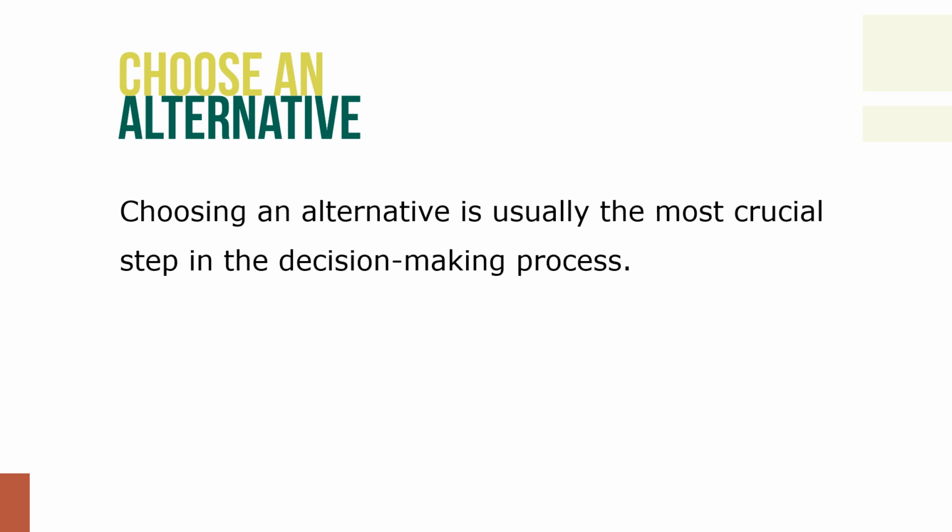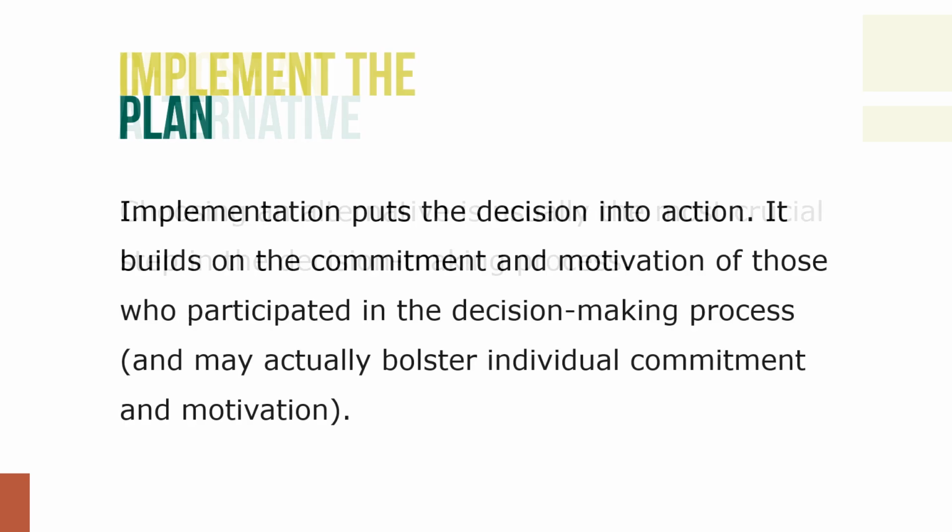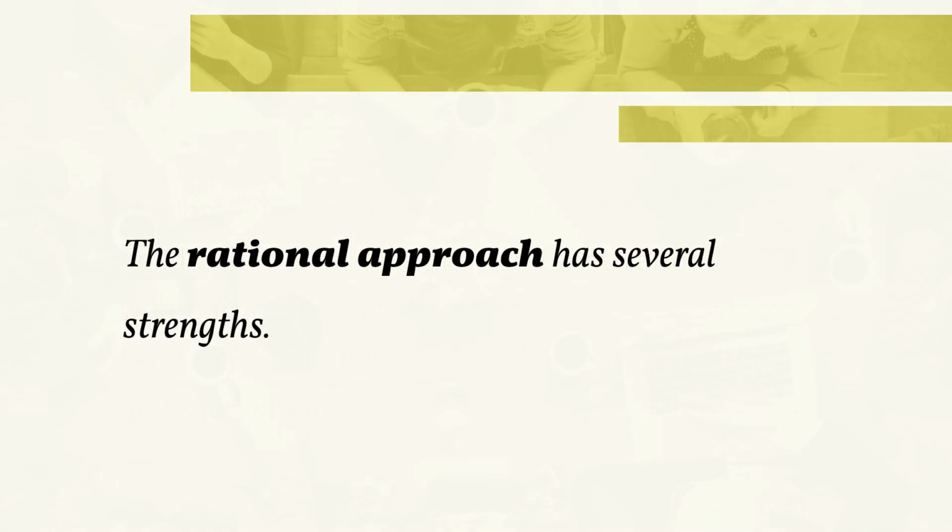Choosing an alternative is usually the most critical step in the decision-making process. Choosing consists of selecting the alternative with the highest possible payoff based on the benefits, costs, risks, and uncertainties of all alternatives. Implementation puts the decision into action. It builds on the commitment and motivation of those who participated in the decision-making process and may actually bolster individual commitment and motivation. To succeed, implementation requires the proper use of resources and good management skills.